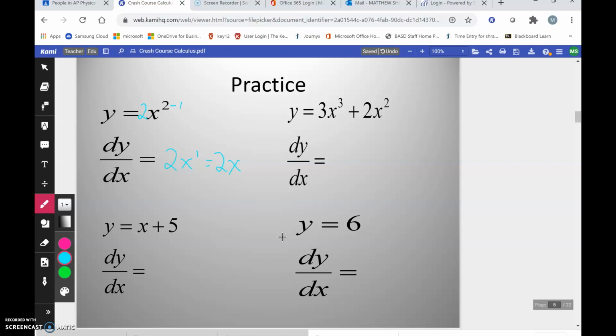Why don't you pause here and see if you can finish these next 3 practice problems on your own using this same rule. When you're finished, go ahead and hit play, and I'll explain the rest.